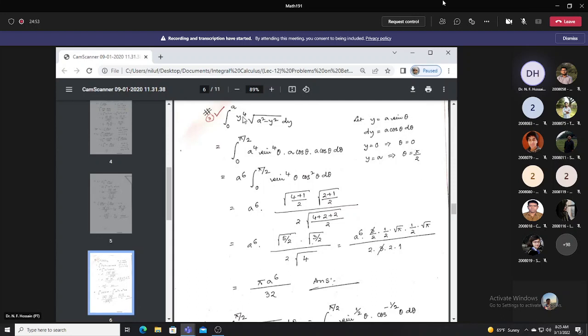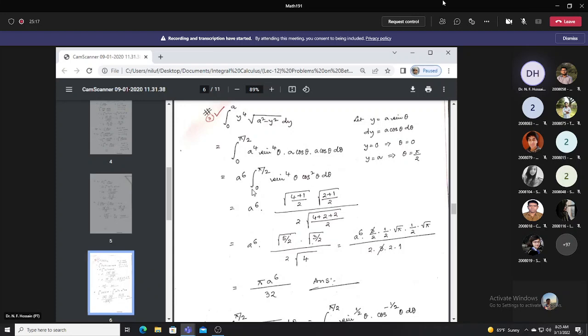So 0 to pi by 2, y to the power 4 means a to the power 4 sine to the power 4 theta. And here root over a square minus a square sine square theta, that means a cos theta, right? And for dy, you are getting another a cos theta d theta. So ultimately, you are getting a to the power 6, which is kept outside, integral 0 to pi by 2 sine to the power 4 theta, and here cos square theta.